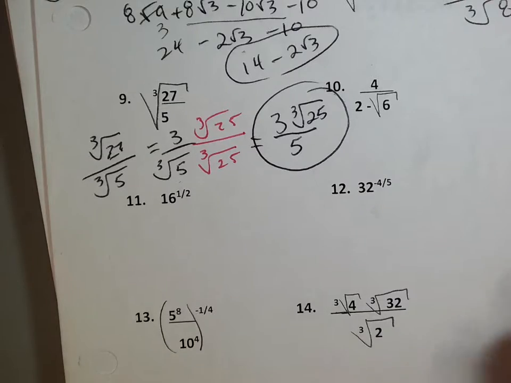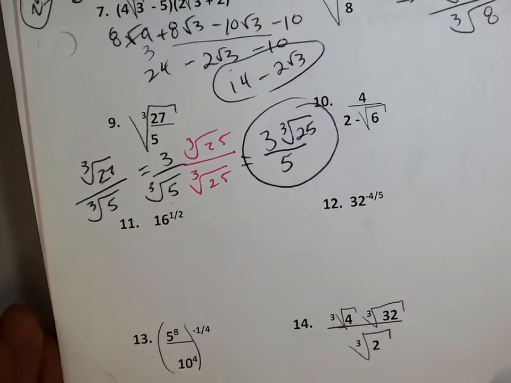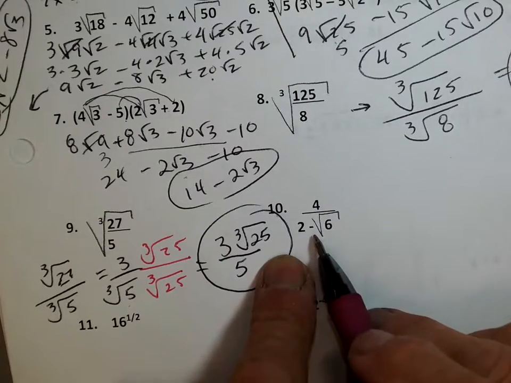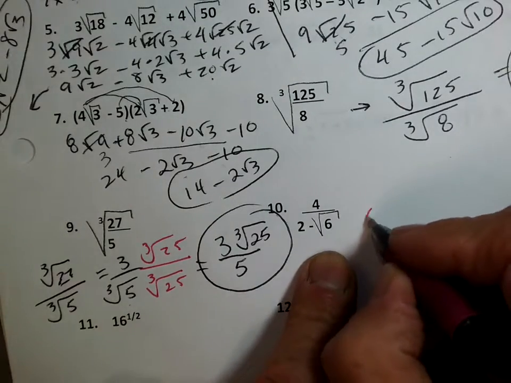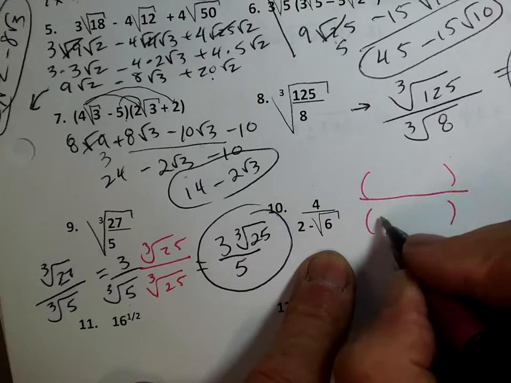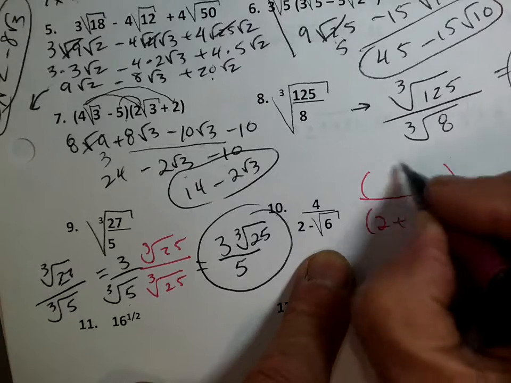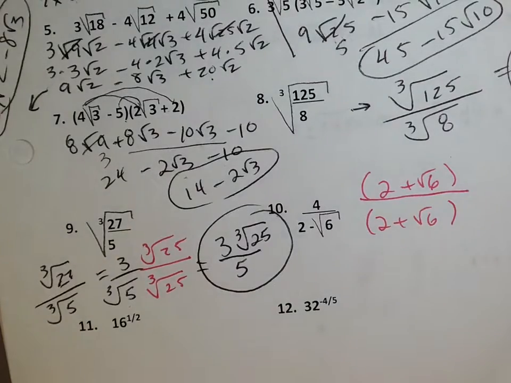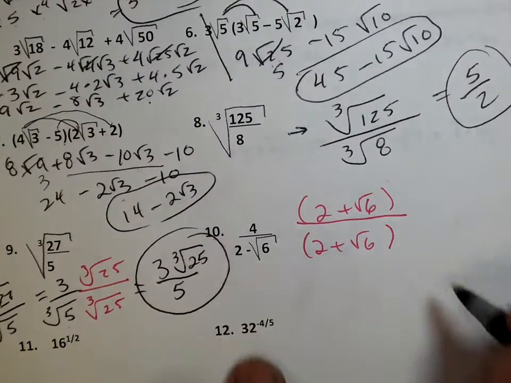Okay, number 10. So with 10, we're going to multiply by a thing called the conjugate. The conjugate is the opposite of that sign. So we're going to multiply top and bottom by 2 plus the square root of 6, okay? All right, that's the conjugate. So I'm going to multiply through.